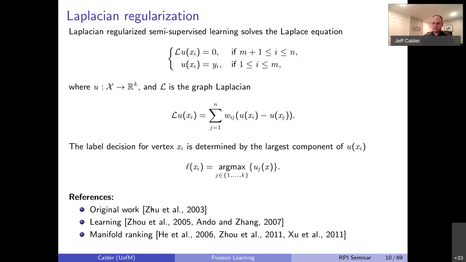This was originally proposed in 2003 by Zhu, Ghahramani, and Lafferty, and it has influenced a lot of work since. This paper is cited thousands of times, and there have been a lot of follow-up papers. These are just a few, but there are tons of other ones. It's been used in learning theory, but also in manifold ranking and lots of other kinds of problems.